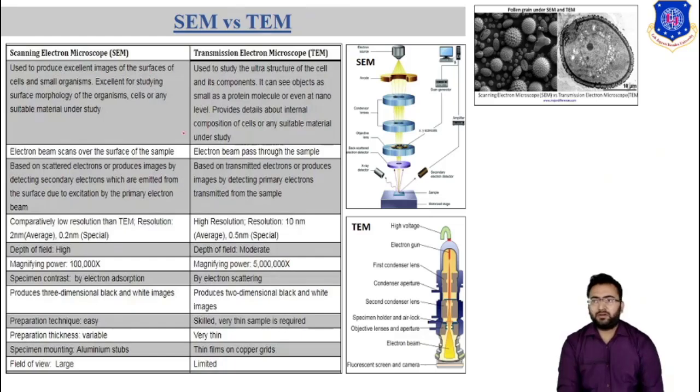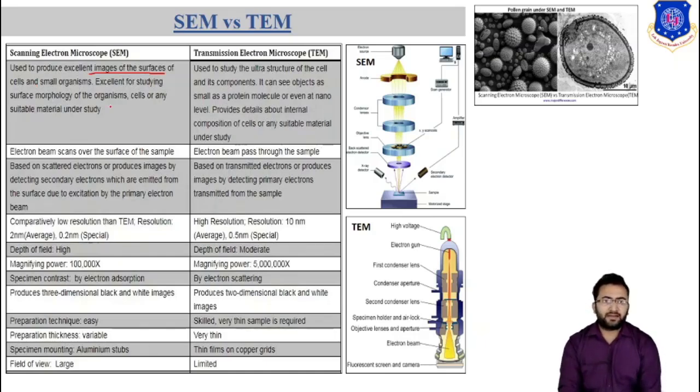Now let's talk about SEM versus TEM. SEM is used to produce excellent images of the surface of cells, small organisms and membranes, and is excellent for studying the surface morphology of various membranes and cells or any suitable material under study. TEM, or transmission electron microscopy, is used to study the ultrastructure of the cell and its components. It can see objects as small as a protein molecule, even at the nano level, and provides detail about the internal composition of a cell or any suitable material under study.